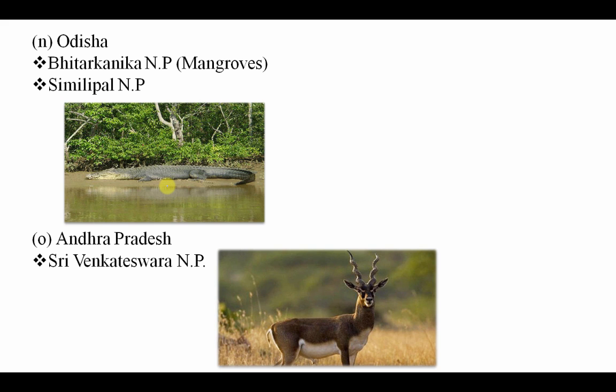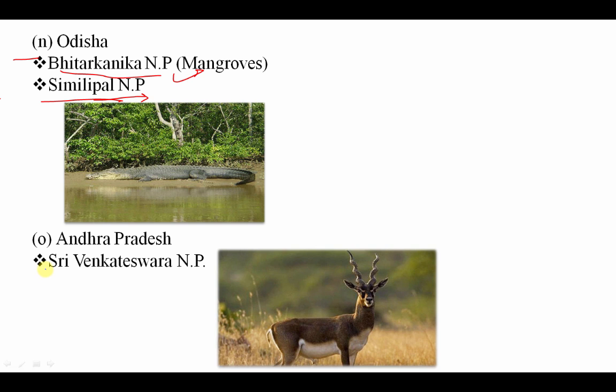Now Odisha. From Odisha there is a Bhitarkanika National Park, famous for the mangroves. Second, Simlipal National Park. As I told you, Simlipal Biosphere Reserve is in Odisha. So Bhitarkanika National Park and Simlipal National Park both are in Odisha, and Bhitarkanika is famous for mangroves.